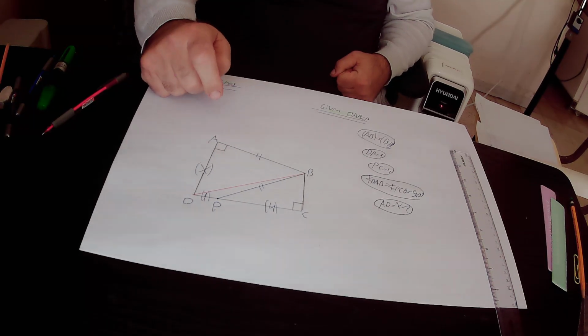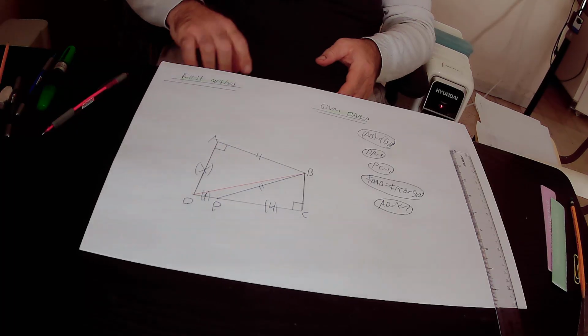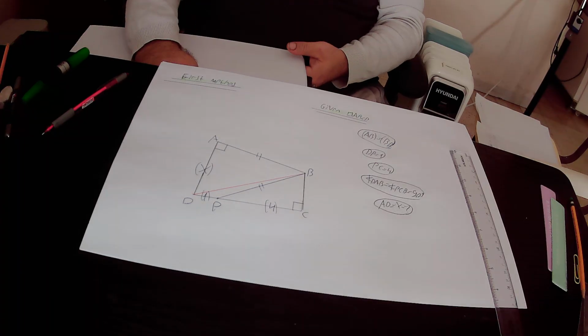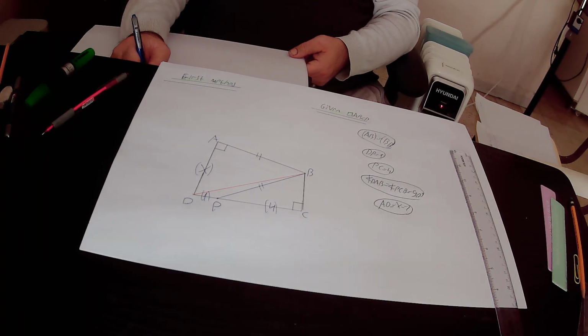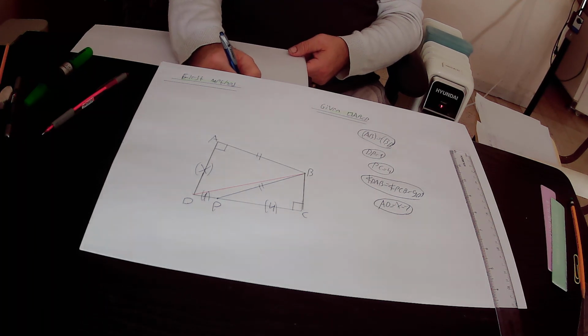So first of all, we will apply the Pythagoras theorem on this right upper triangle, triangle ABD. Here PT is an abbreviation for Pythagoras theorem.